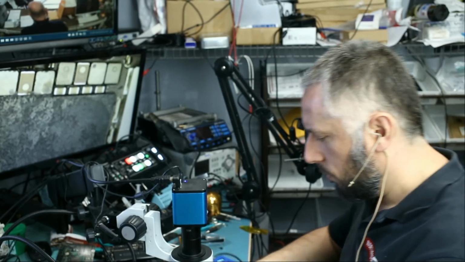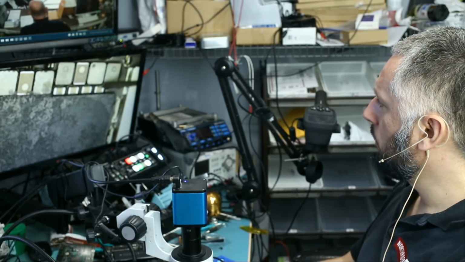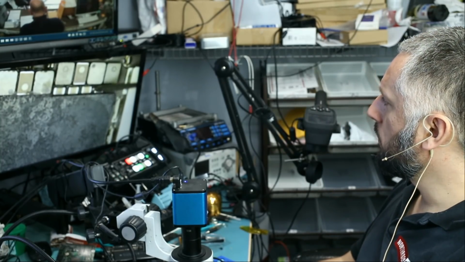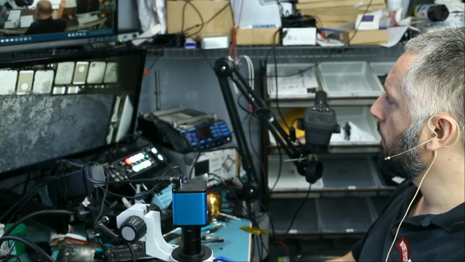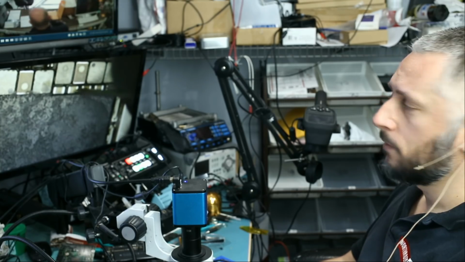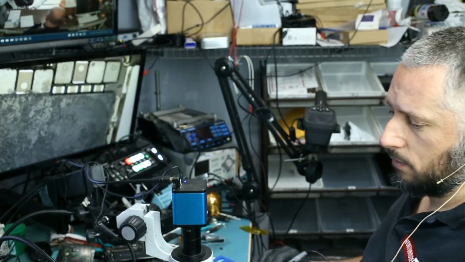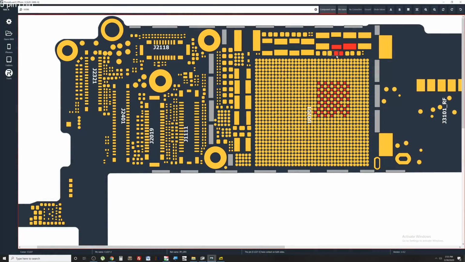Meter in diode mode, red probe on ground, and this cap is good. This cap is good. And we have a short here. We know that we have a short on the board. We have a short on PP GPU.